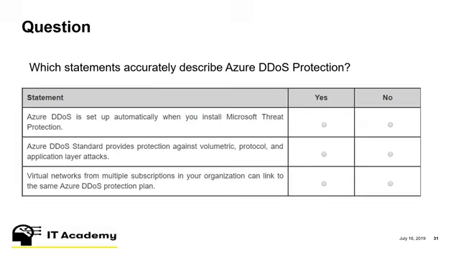Here we have an example of a hotspot question, which means we indicate a correct answer by clicking at a particular point in the screen. Okay, what is this question asking us? Which statements accurately describe Azure Distributed Denial of Service Protection?